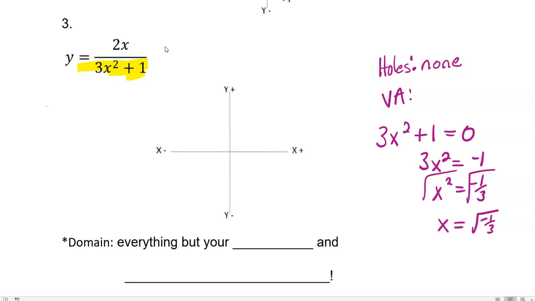Now, Math 3 students, what did we learn about negatives inside of square roots this year? You have an i.